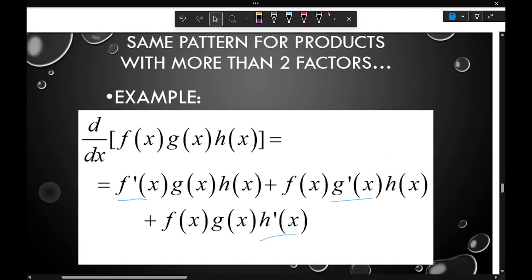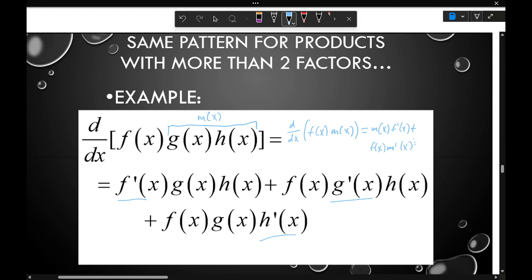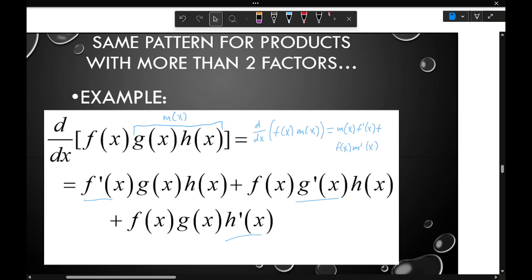The reason that works is you could redefine the product g of x times h of x as, say, m of x, and then this whole thing would just be the derivative of f of x times m of x, which using the product rule would be m of x times f prime of x plus f of x m prime of x. And then if you just substitute g of x, h of x in for m of x, you see the first function is just normal. That's what you get here.